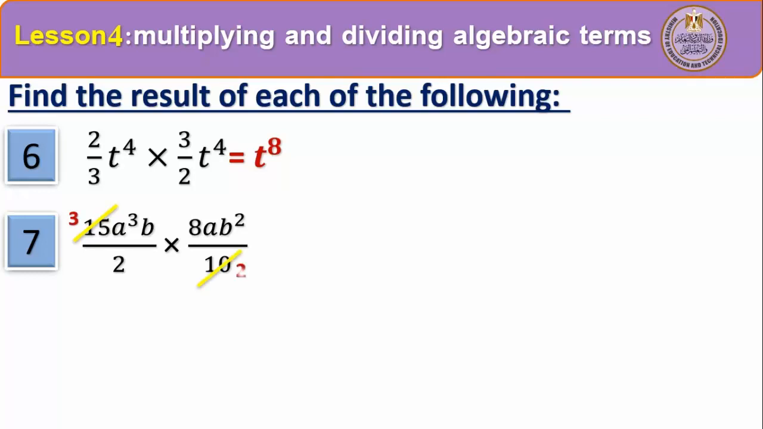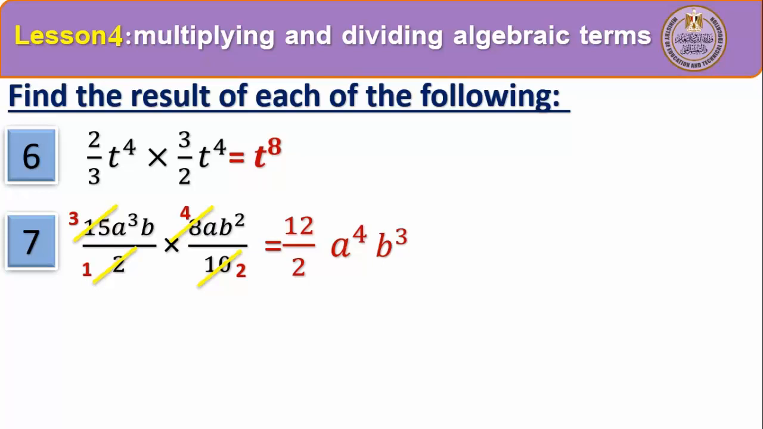We need to reduce numerators and denominators again because we have common factors between the numerator and the denominator, which is 2. So we can divide 8 by 2 to get 4 and divide 2 by 2 to get 1. Now, we can reduce 4 by 2 by dividing 4 by 2 to get 2 and 2 by 2 to get 1. So the result will be 6.